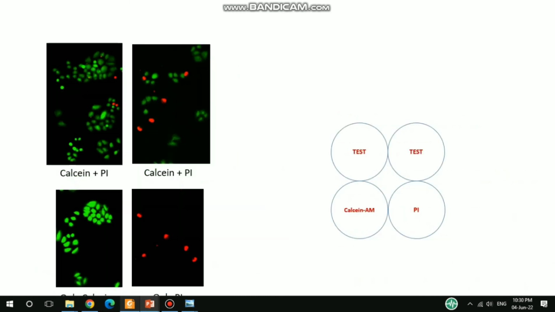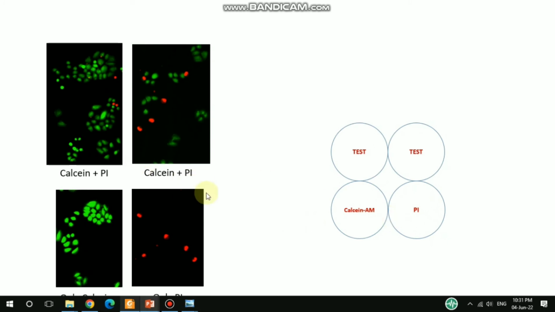I have done this, so I took these pictures. This is just an example: if you have four wells, you have two test groups, and then of the other two, one you use for calcein-AM, the control for viable cells, and another for PI, the dead cell control. Whenever you check under the microscope, you won't see any red fluorescence here. This is for only green calcein-AM, and here you cannot see any green fluorescence for PI only. This is just for control.